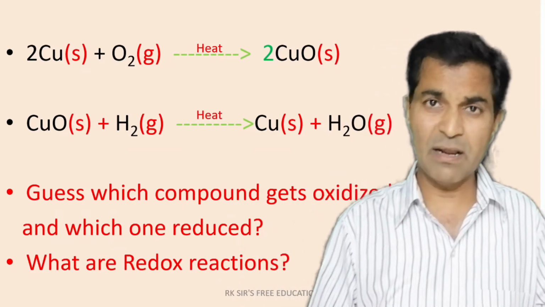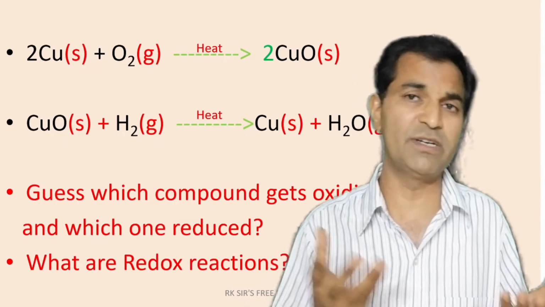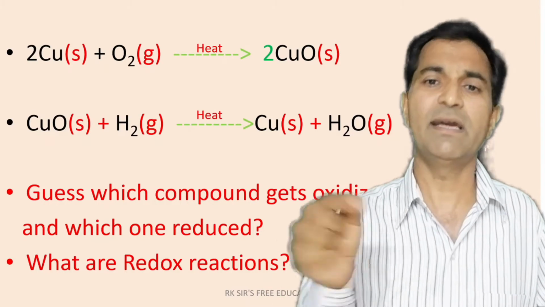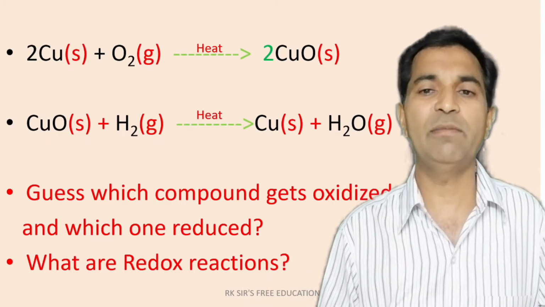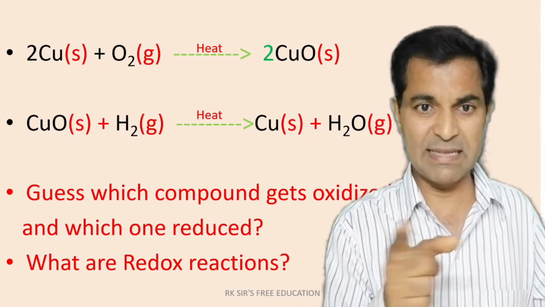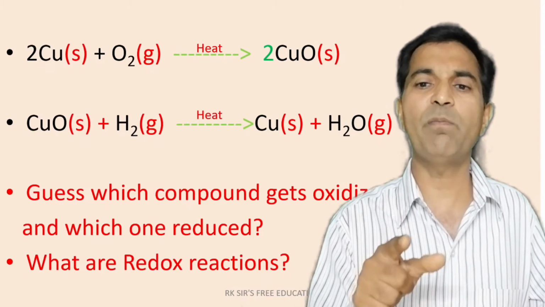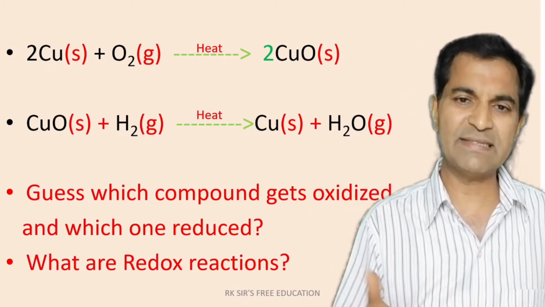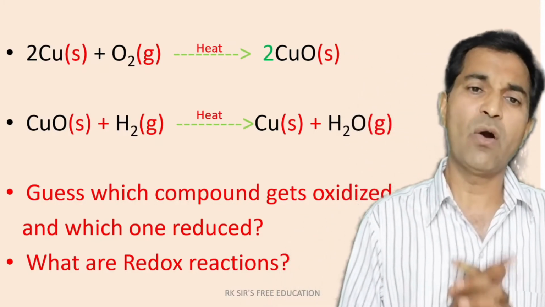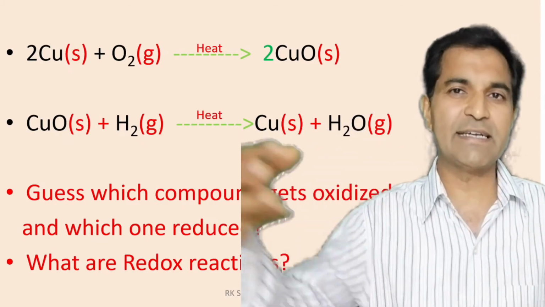Let us take certain example. Two atoms of copper in the solid state, when combined with oxygen in gas state with heat, produce two molecules of copper oxide in the solid state. So this is called a balanced equation. Copper oxide when reacts with hydrogen gas, produces copper and water. Now, how can we say that these are oxidation or reduction reactions? In the first reaction, copper reacts with oxygen, means it acquires oxygen, it gets oxygen.